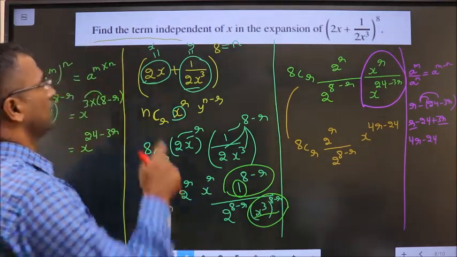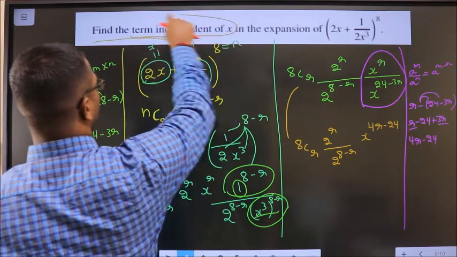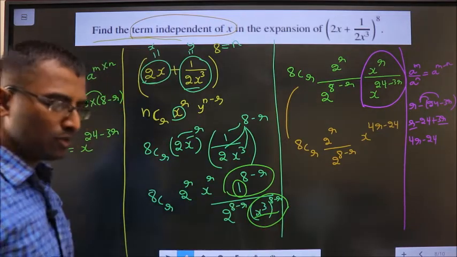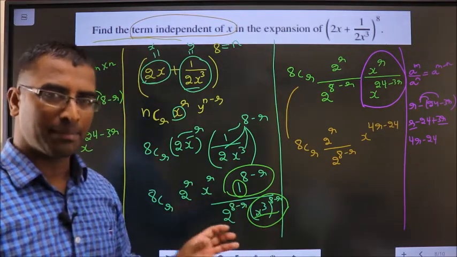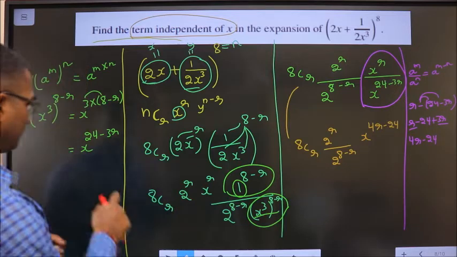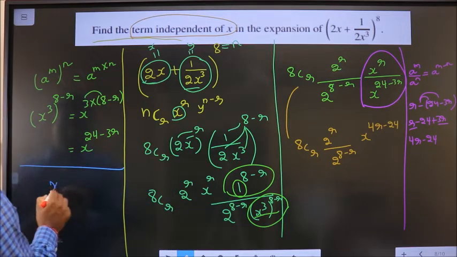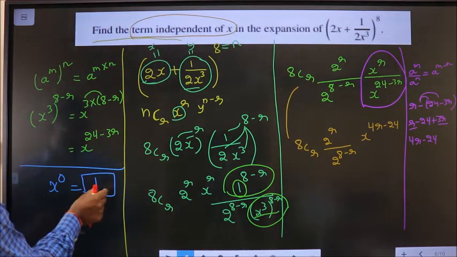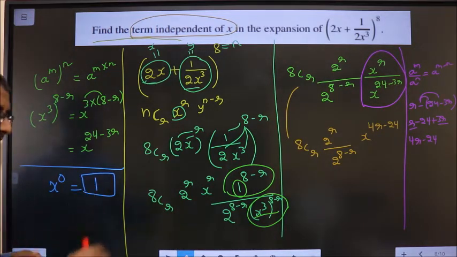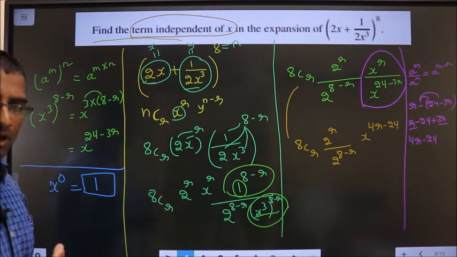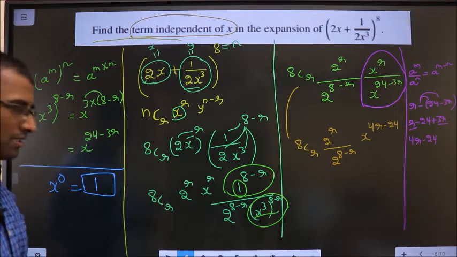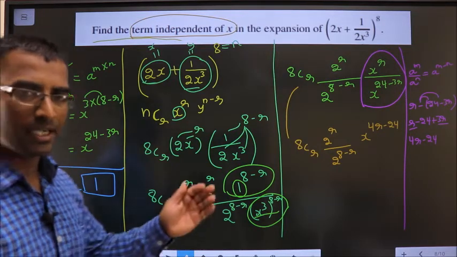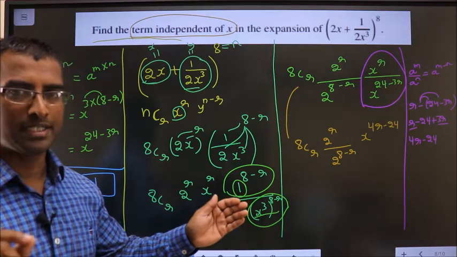What do I need to find? Term independent of x. How can we say any term is independent of x? Only one way. What is x^0? It will result in 1. The result does not have any x in it. So I can say this is independent of x. So for you to say term independent of x, there should be power 0 on x. Clear? Term independent of x means power on x should be 0.